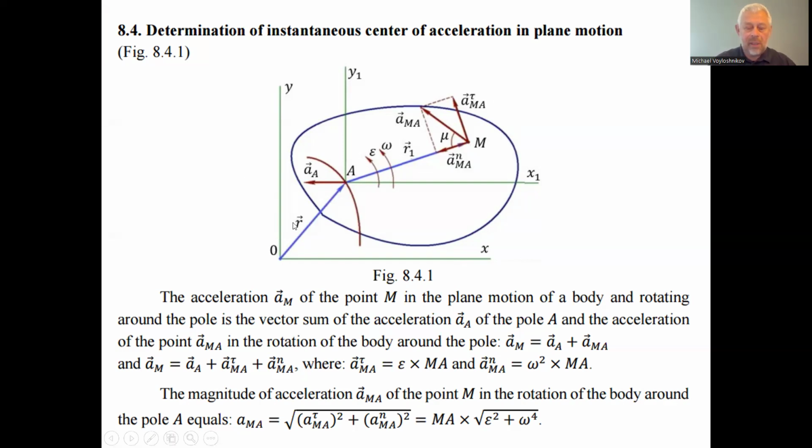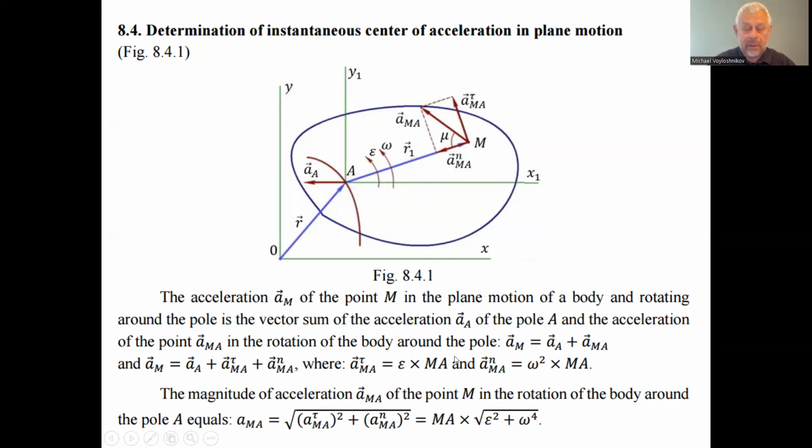The acceleration of the point M, the vector of acceleration of the point M in the plane of a body rotating around the pole, is a vector sum of two accelerations: the acceleration A_A of the pole, and the acceleration A_MA of the point M in the rotation of the body around the pole. So the total acceleration of the point M is equal to the acceleration of the pole plus the acceleration of the point M in rotation around the pole.